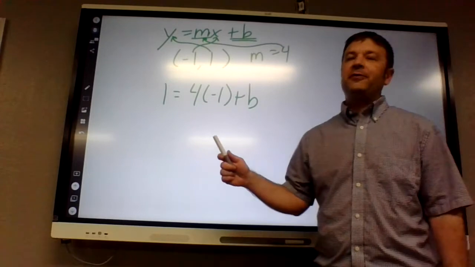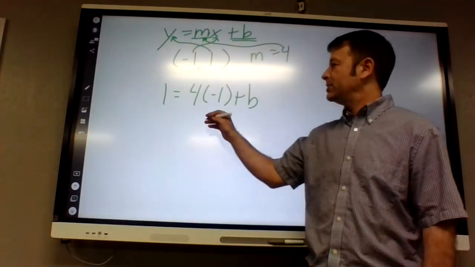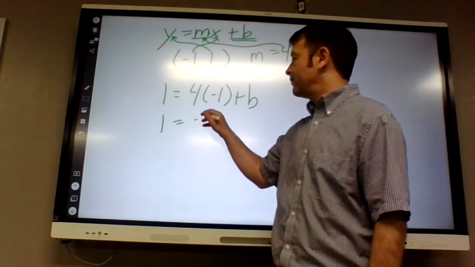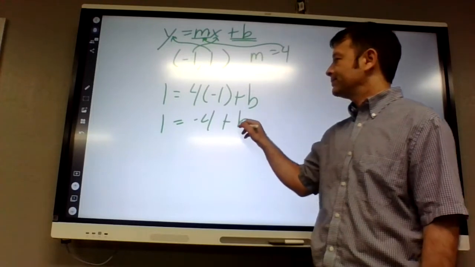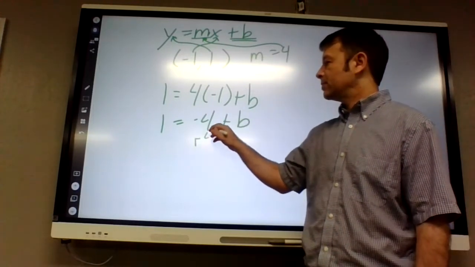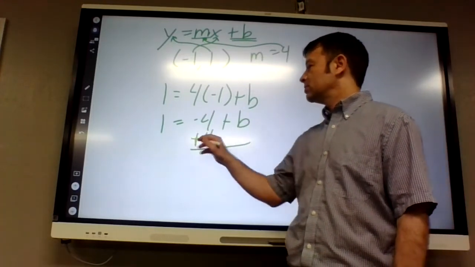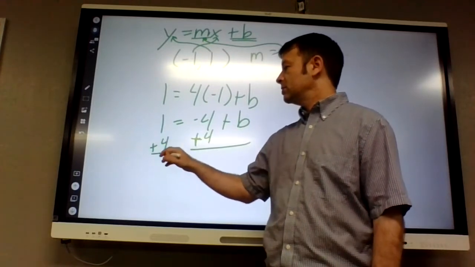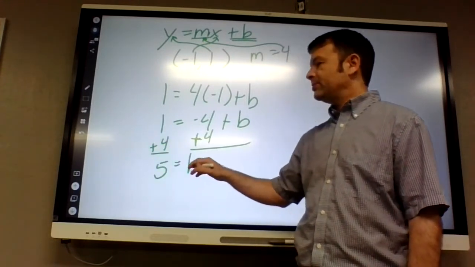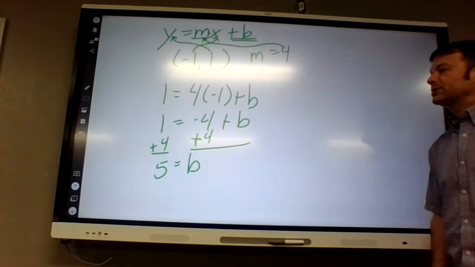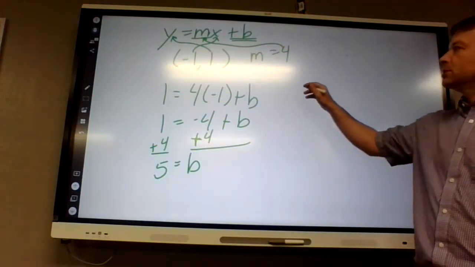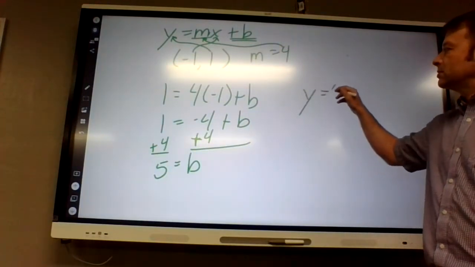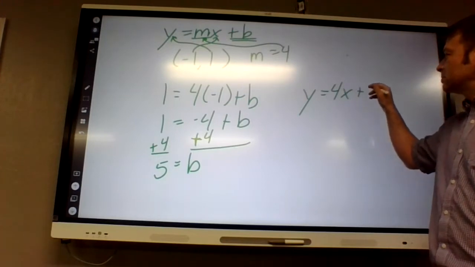Okay, so we have 4 times negative 1 is negative 4. And how do I solve that for b? Plus 4. So I got b equals 5. And what's the final answer? Y equals 4x plus 5.